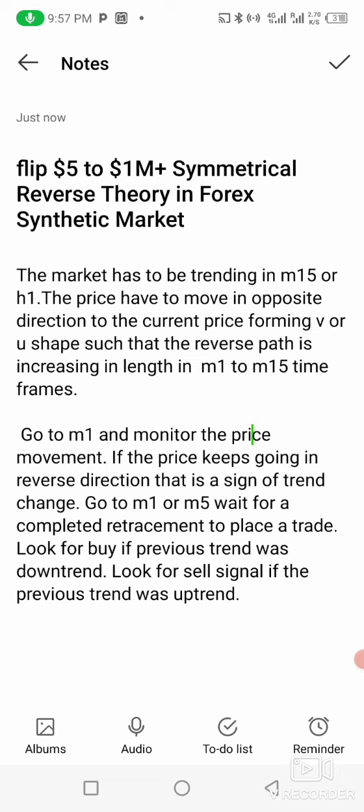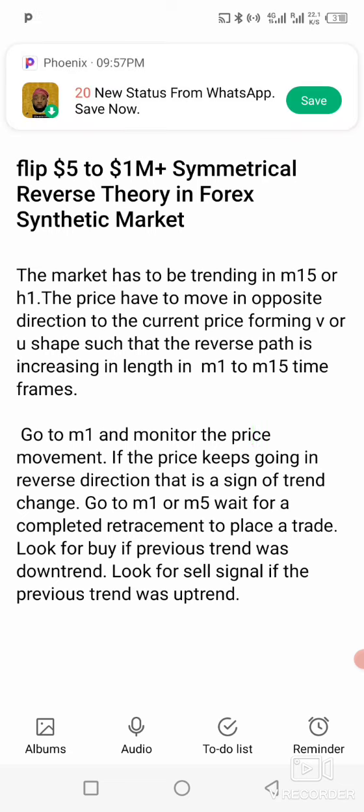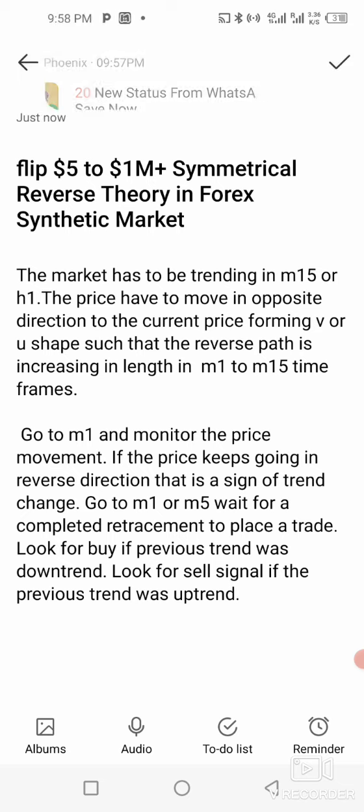Without wasting much time, the topic we shall be discussing today is flip $5 to $1 million plus, a symmetrical reverse theory in the forex synthetic market. Before I continue to the main chart, to give you a detailed explanation of what we are to learn here, I will read the script for you. That is very important.